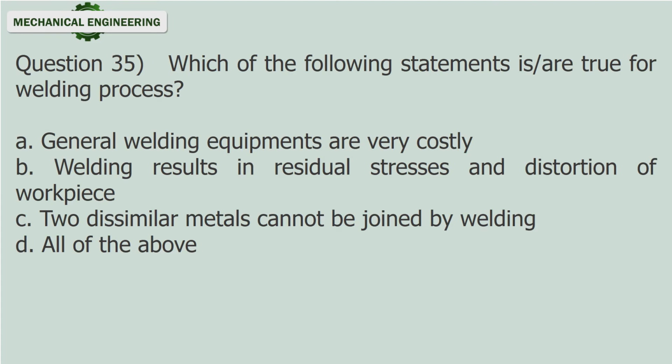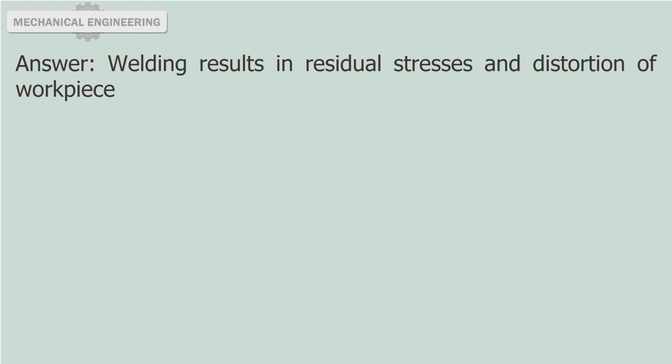Question 35. Which of the following statements are true for welding process? A. General welding equipments are very costly. B. Welding results in residual stresses and distortion of workpiece. C. Two dissimilar metals cannot be joined by welding. D. All of the above. Answer: welding results in residual stresses and distortion of workpiece.